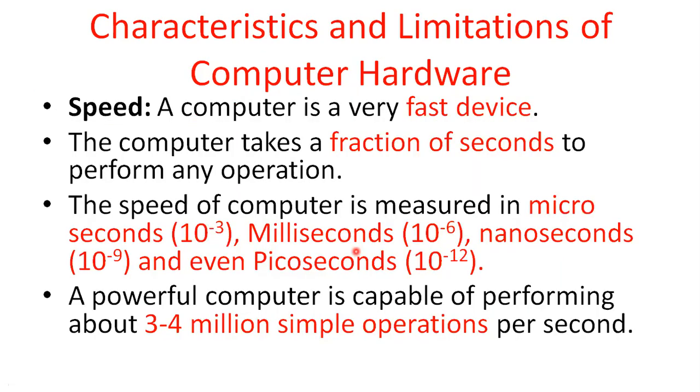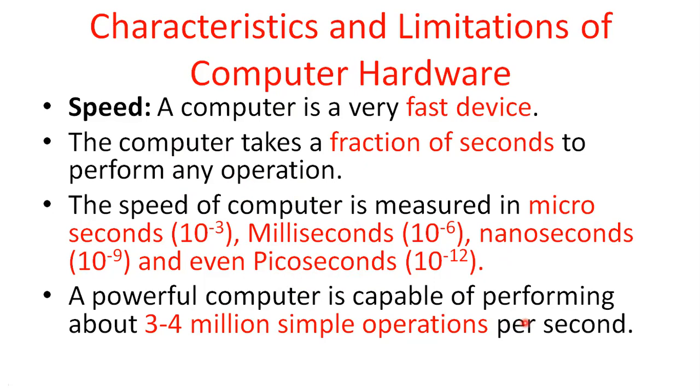The first characteristic is speed. Computer is a very fast device. The computer takes a fraction of a second, either milliseconds or nanoseconds or microseconds. Within the microsecond, it performs the operation. Within microseconds, milliseconds, nanoseconds, and then picoseconds, within that time it will perform any operation. A powerful computer is capable of performing 3 to 4 million simple operations per second.